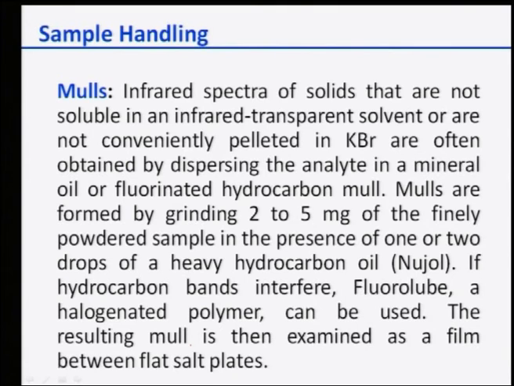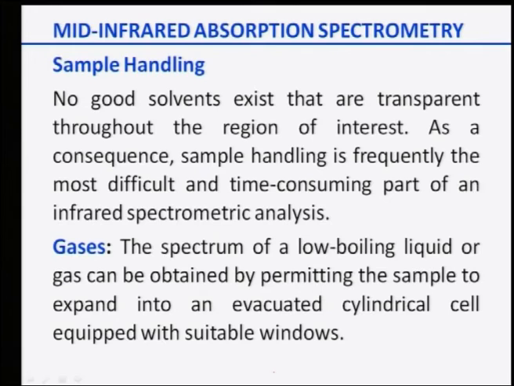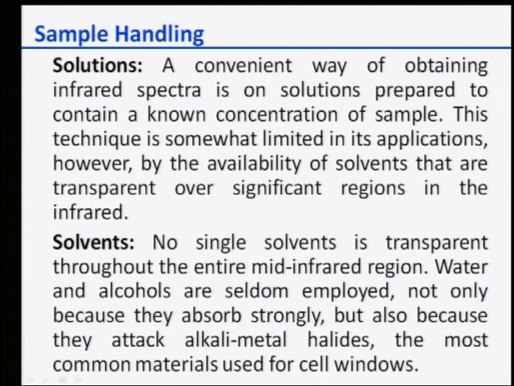For samples not soluble in an infrared transparent solvent and that cannot be pelleted in KBr, spectra can be obtained by dispersing the analyte in a mineral oil or fluorinated hydrocarbon mull. Mulls are formed by grinding 2 to 5 milligrams of finely powdered sample in the presence of 1 or 2 drops of heavy hydrocarbon oil. If hydrocarbon bands interfere, fluorolube or a halogenated polymer can be used, and then examined. So there are many such techniques. Gases can also be done. Low boiling liquids can be obtained by permitting the sample to expand in evacuated cylindrical cells. I have already discussed solution solvents.